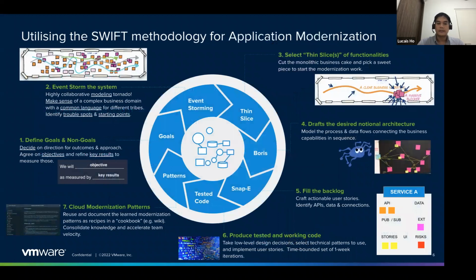The set of lightweight techniques you see here embodies the Swift methodology we use for application modernization. Created by Sean Anderson at Tanzu Labs, it utilizes agile and domain-driven design principles to help teams plan just enough to get started. This represents an opportunity for the teams to go through a cycle within weeks, not months or years.